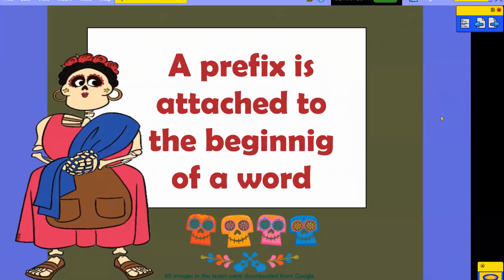Okay, first, let's ask ourselves this question. What is a prefix? A prefix is attached to the beginning of a word. If you see a word attached to another word in the beginning, we call it a prefix. Okay? It means it's fixed to the word, but in the beginning.